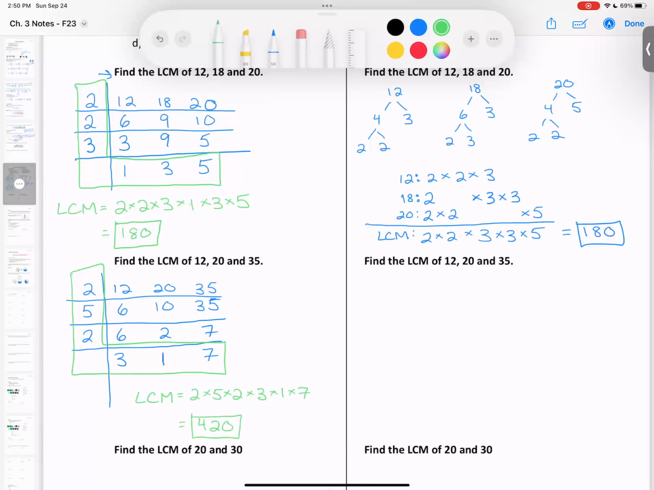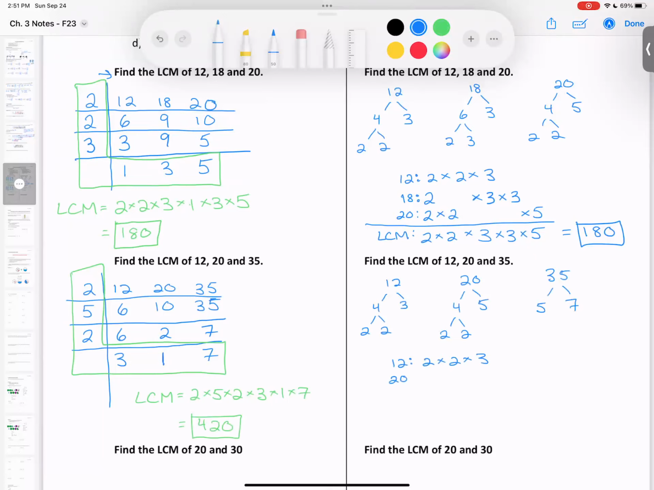Let's try the tree method and see if we get the same answer, which we should. Okay, so I've got 12. So that's 4 times 3. 4 can be broken down into 2 times 2. 20 is 4 times 5. And we'll break that 4 down into 2 times 2. 35 is 5 times 7. So let's write out our chart. So we'll start with first number 12. So we've got 2 times 2 times 3.